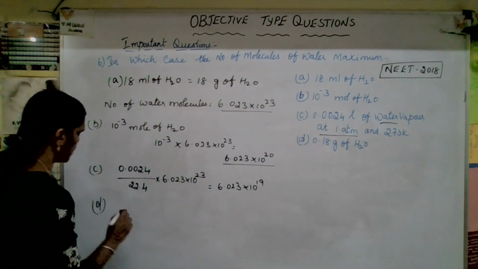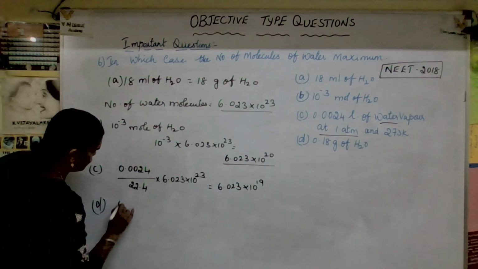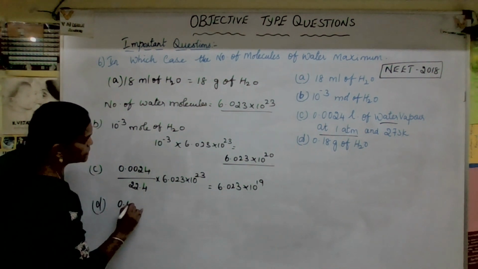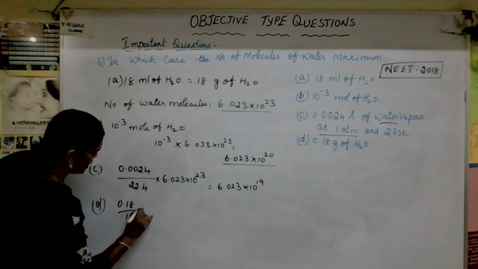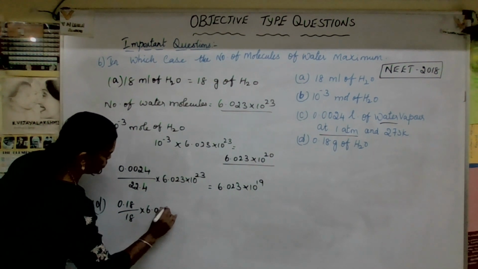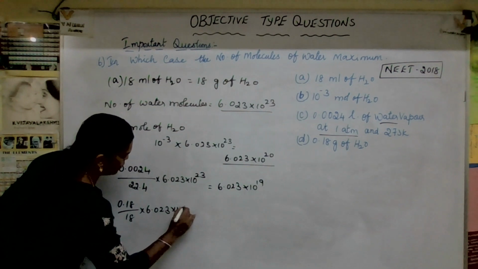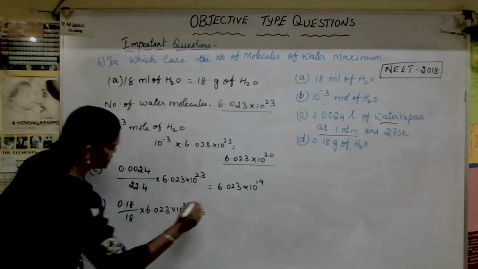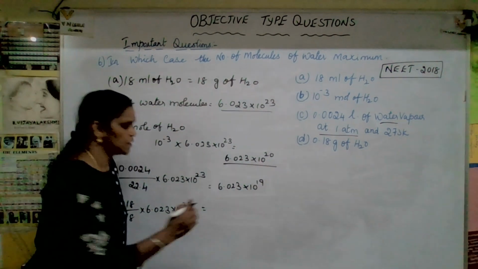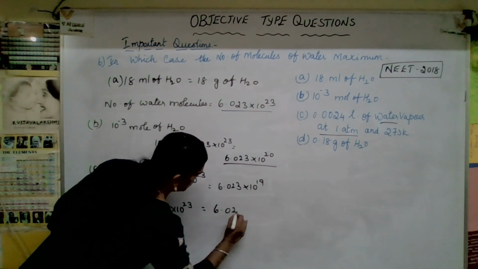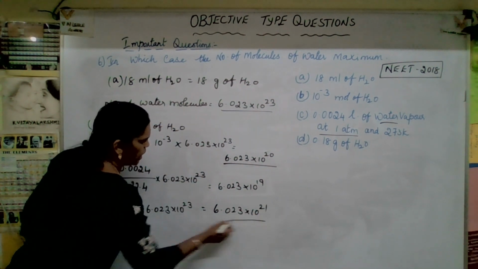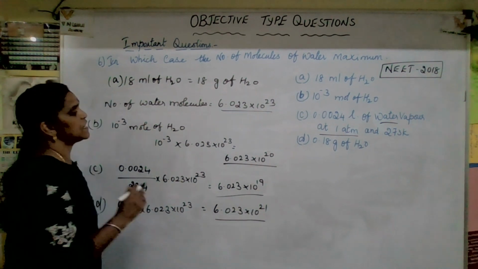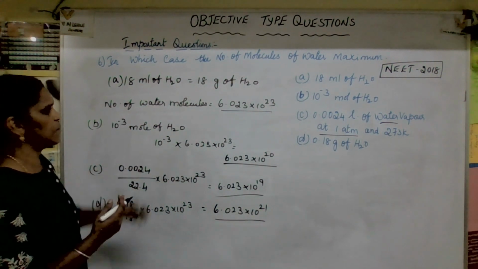And option D, 0.18 gram of water, given mass by molecular mass. Right? So by 18 into 6.023 into 10 to the power of 23. So what answer will you get? 6.023 into 10 to the power of 21. Okay, now just check which one has the maximum number of water molecules.